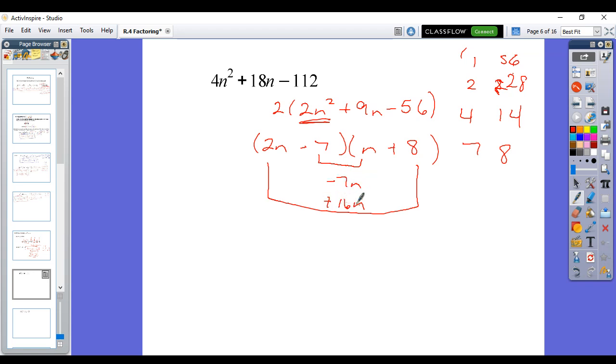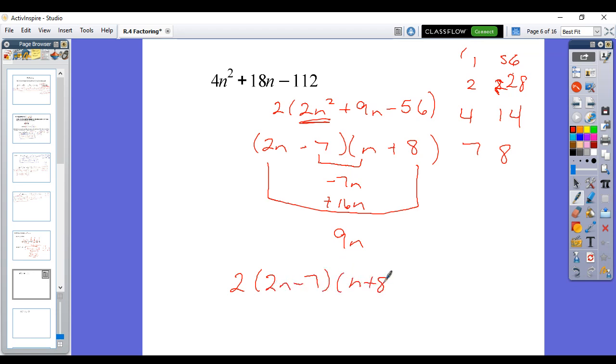Negative 7n plus 16n. What does that give us? Positive 9n. Hey, look at that, positive 9n. That's what we want. So this is our factor right here: 2n minus 7, n plus 8. We can't forget the 2 too. So our final answer would be 2 times (2n minus 7)(n plus 8).